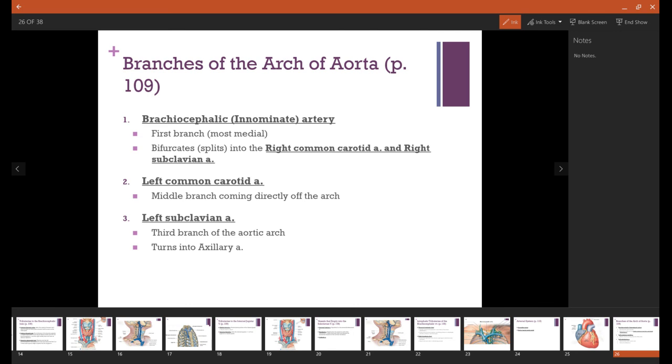The middle branch coming off the arch of aorta is left common carotid artery. The third branch, which is the final branch off the arch of aorta, is the left subclavian artery. So the left side come directly off the arch, whereas the right common carotid artery and the right subclavian are branches of the brachiocephalic artery.